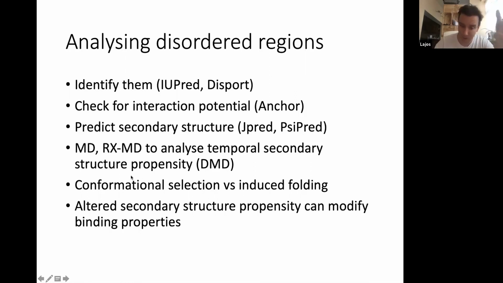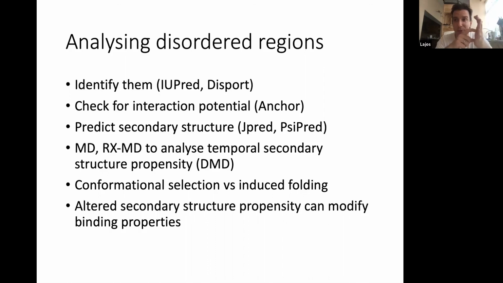But in most cases, this is not the situation. The situation is that the interaction partner can only interact with one specific structural form of the disordered protein. So if it's an alpha helix, then it can interact with partner A, but if it's not an alpha helix, but a more stretched region, it can interact with partner B.